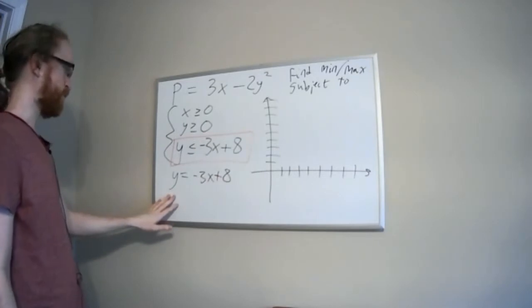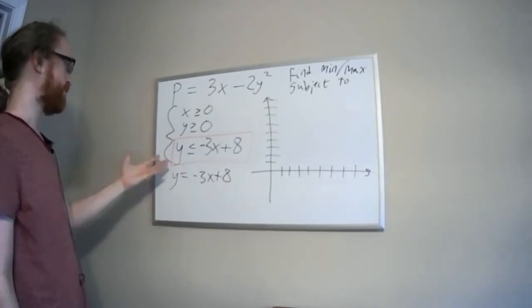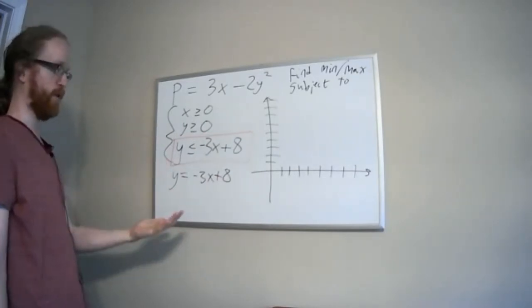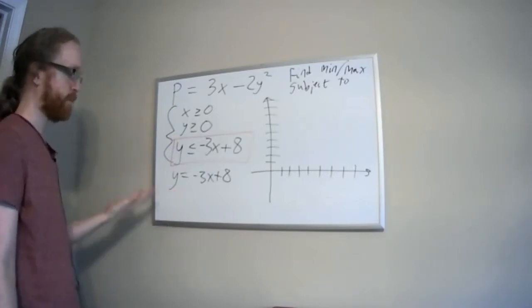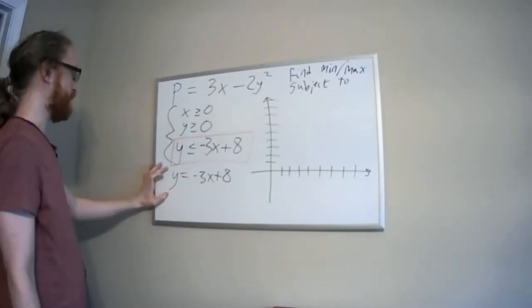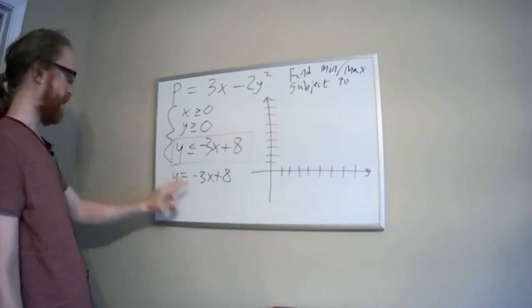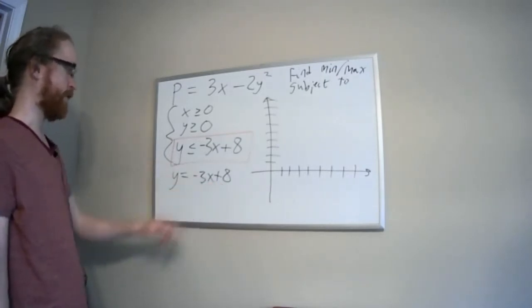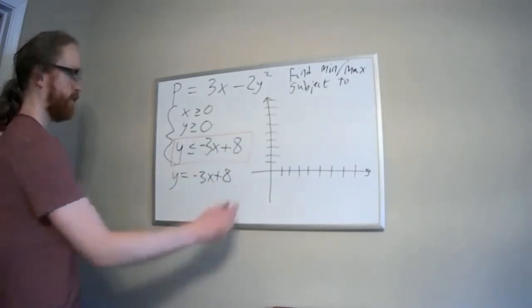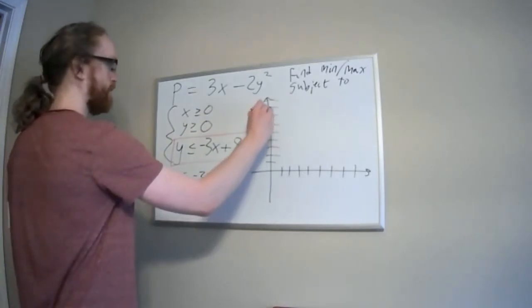This is in slope-intercept form. If it wasn't in slope-intercept form already, I could solve it so that it was, just by getting y by itself. I might recommend doing that. For us, it's already in slope-intercept form. I see I have a slope of negative 3 and a y-intercept of 8. So I'll go up to 8 on the y-axis.